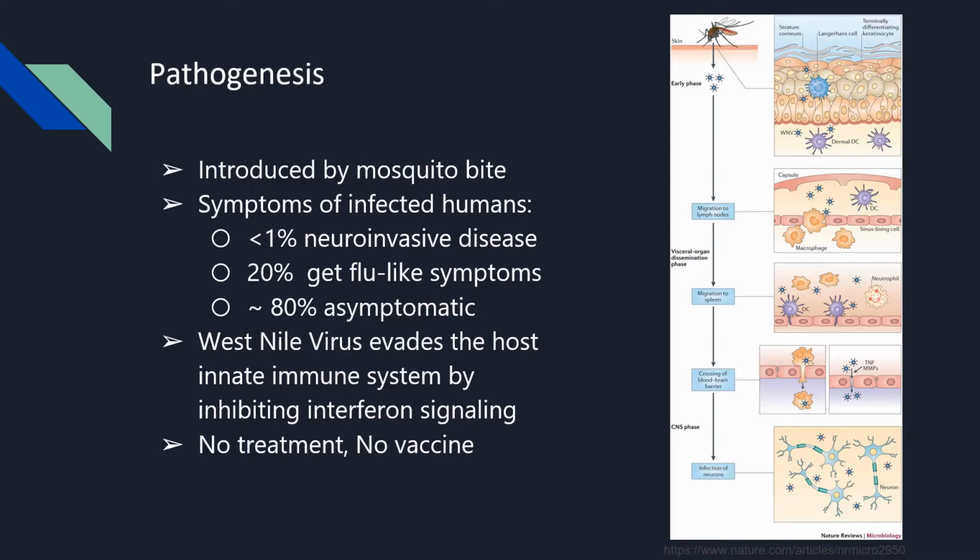However, those that are homozygous for the CCR5 mutation are at a greater risk of developing the neuroinvasive infection of West Nile virus. Most people are asymptomatic, and about 20% get flu-like symptoms. West Nile virus is able to evade the innate immune system by inhibiting type 1 interferon signaling. Currently, there are no treatments other than supportive care and no vaccines for humans, although there is a veterinary vaccine that has been developed and approved for use in horses.